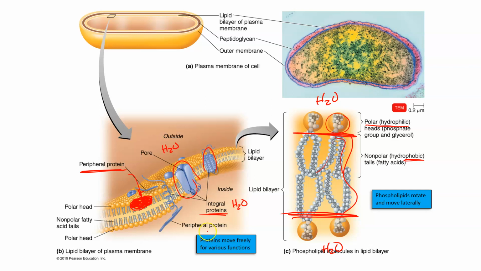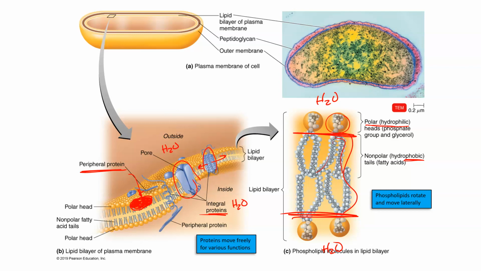And the proteins that are embedded look like they're rigidly, structurally sound, but they're not. They have the ability to move freely, laterally, anywhere within that membrane by just allowing the phospholipids to move around them. Phospholipids are the same way. Phospholipids rotate and move laterally along the membrane.